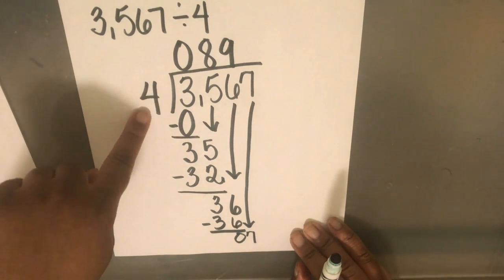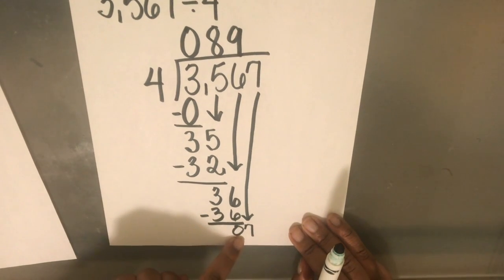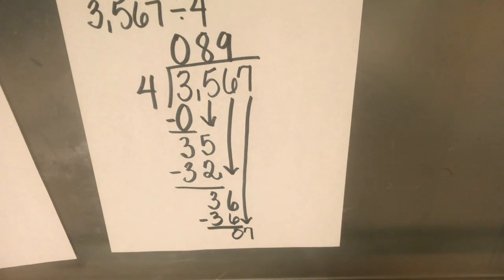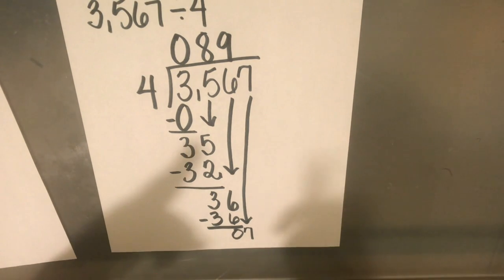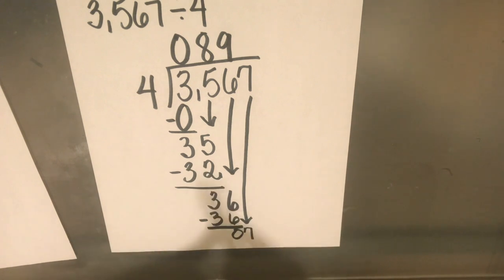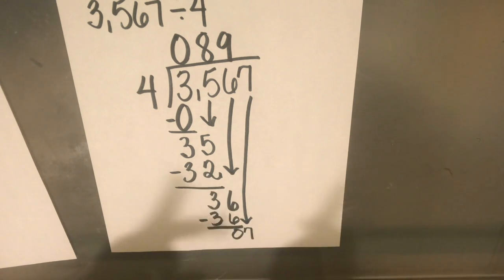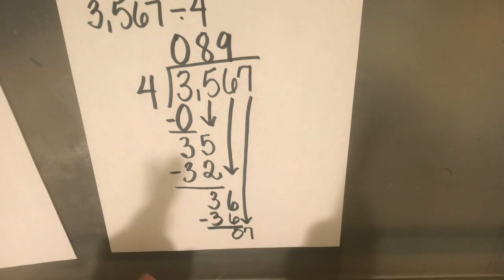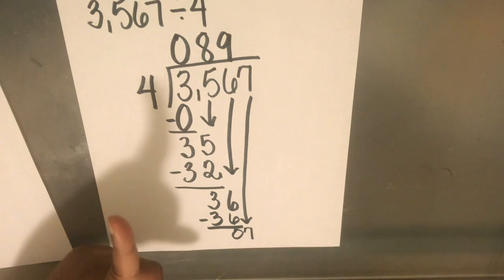Okay, so 4 goes into 7 how many times? Let's think. 4 times 1 is 4. 4 times 2 is 8. No, 8 is too big. So we can't use 4 times 2. We have to use 4 times 1.